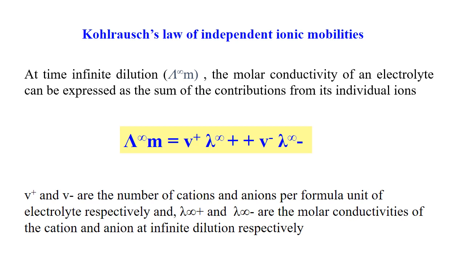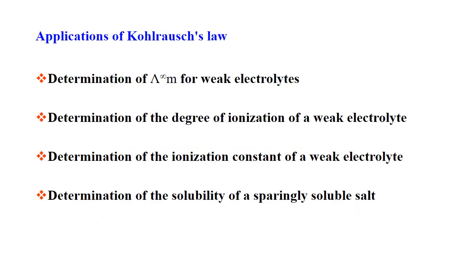So lambda infinite is equal to v plus lambda infinite of cation plus v minus lambda infinite of anion, where v plus and v minus are the number of cations and anions per formula unit of electrolyte respectively, and lambda infinite plus and lambda infinite minus are the molar conductivities of the cation and anion at infinite dilution respectively.